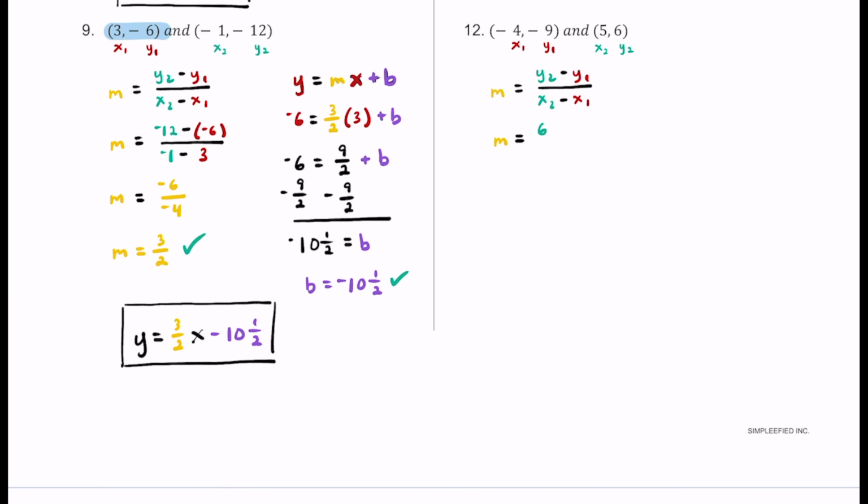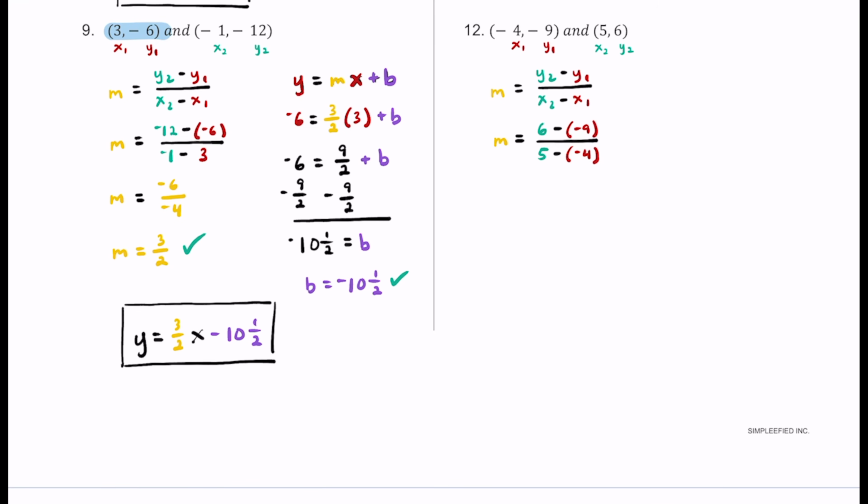y2 is 6, so 6 take away y1 looks like -9, so 6 minus -9. And then if we go ahead on bottom, we see x2 is going to be 5, and then what's x1? -4, so we have to take away a -4. Let's put that in parentheses.